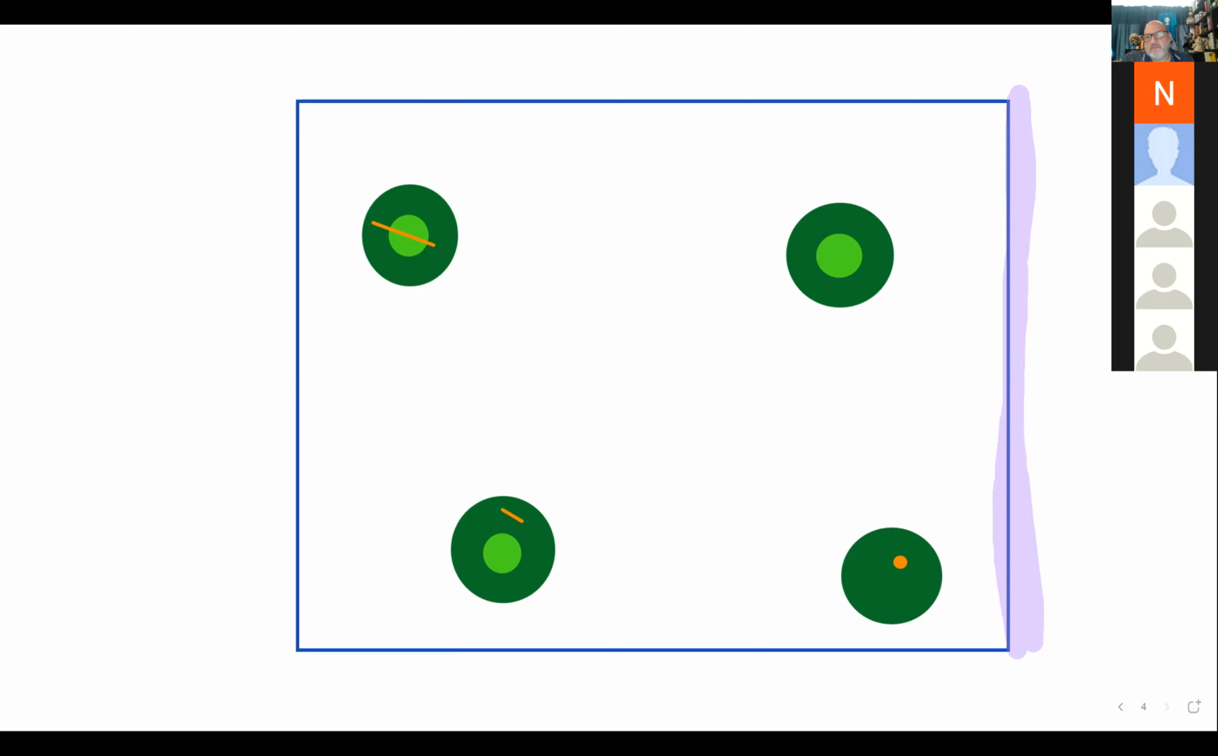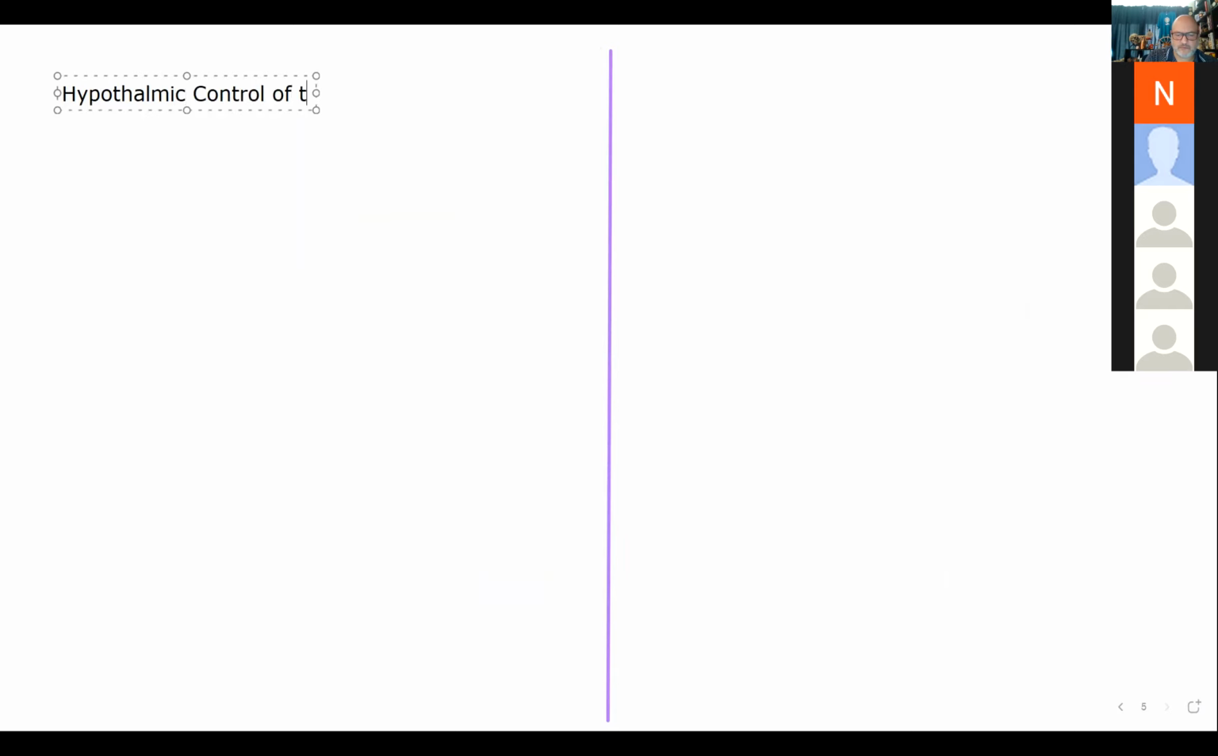Could you go over hypothalamic control of the anterior and posterior pituitary, the steps involved? Sure. We did it with an illustration last time, which is fun, but I think sometimes that can be a little confusing. So let's just do it with vocabulary. How does the hypothalamus control the anterior pituitary? Hormonally. Excellent.